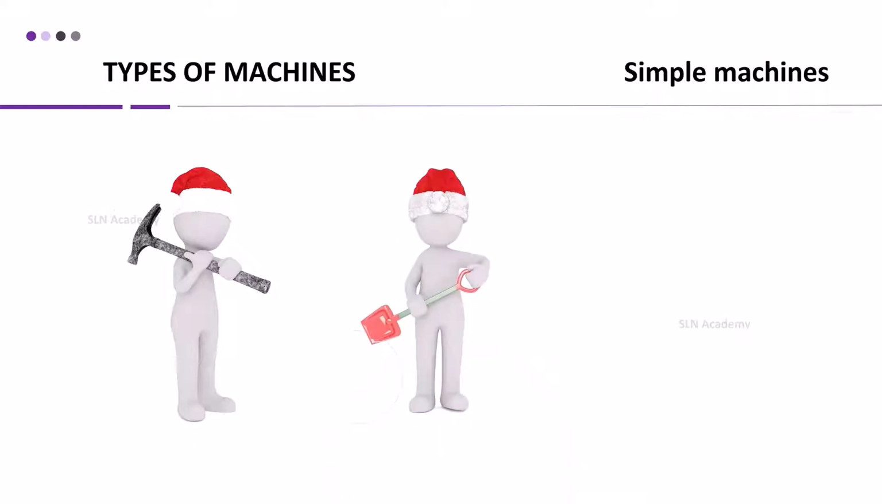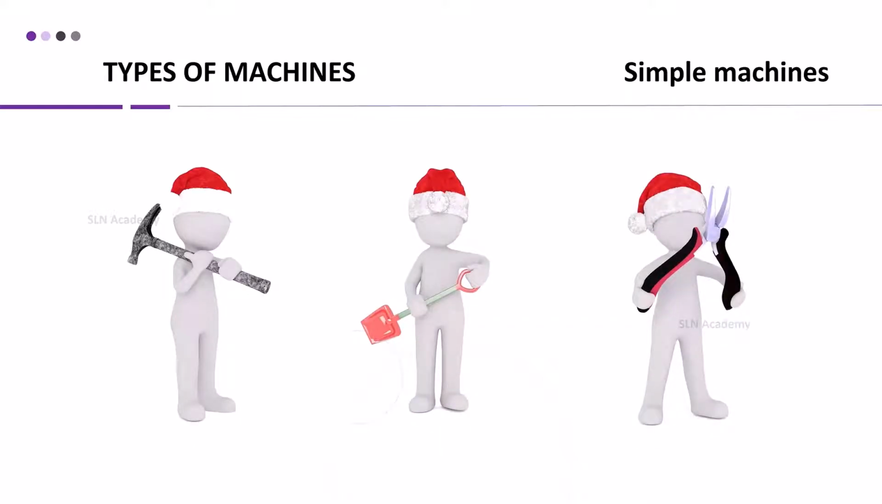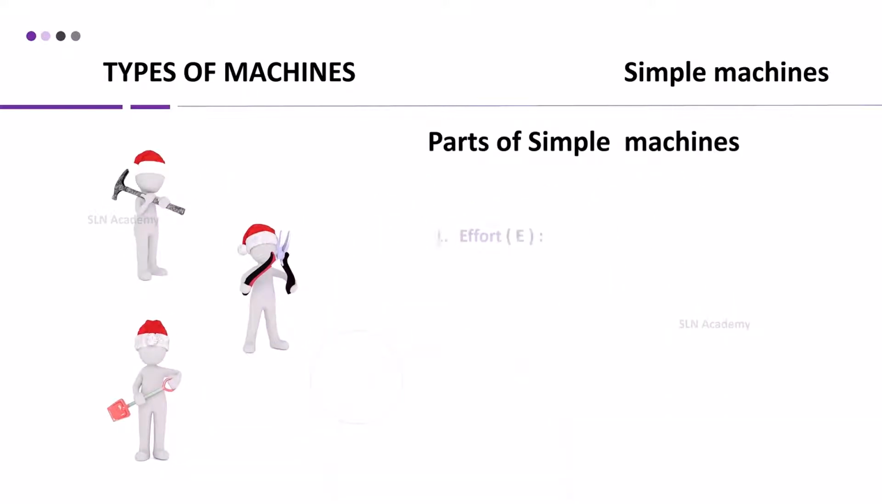Simple machines. Machines which have very few parts and a simple structure are called simple machines. Simple machines have very few parts. They are effort, fulcrum, and load. These parts do not move on their own. They need external force to move.